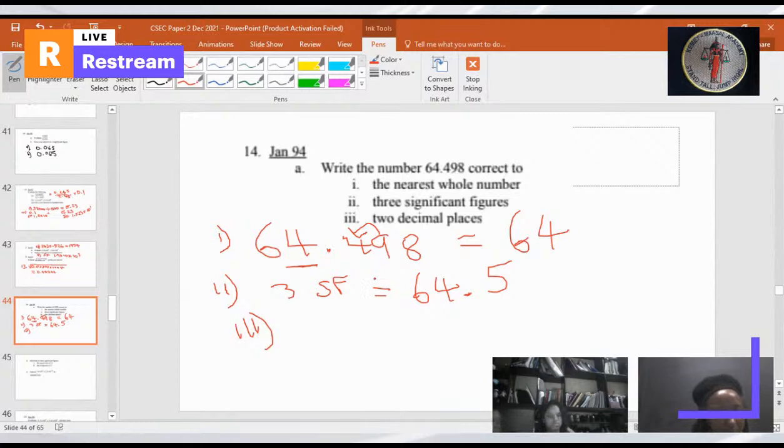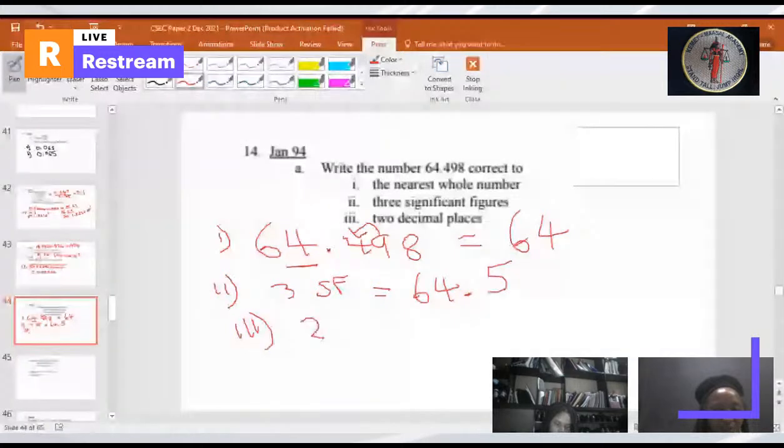Would that be 60? 2 decimal places will be 1, 2, and the 8 is more than 5. We're going to add 1 to the 9, which would give us a 10 in here, and we have to carry the 1 to here. So 2 decimal places, it will be 64.50. You see how we got that?